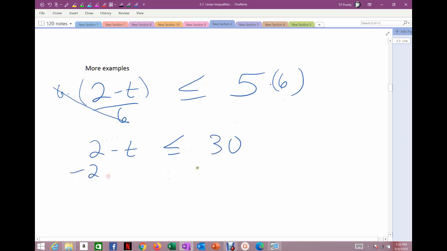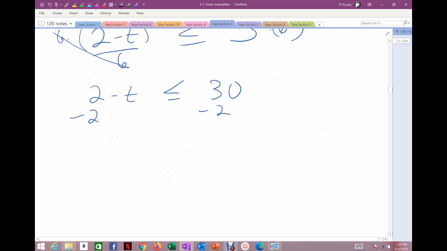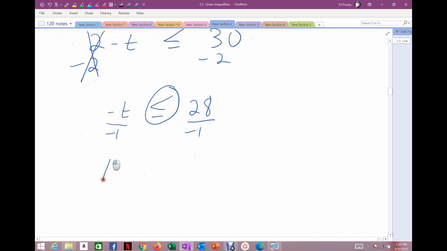Next step, get rid of the 2 by subtracting the 2. And so here, don't forget this negative. It's really easy to forget it. It's still there. So I have negative t. That's the only thing that's gone. Less than or equal to 18. Oh, sorry, not 18, 28. 30 minus 2 is 28. And then get rid of the negative. And remember, when I get rid of the negative, I've got to flip the sign. So t is then, flipping this, greater than or equal to negative 28.